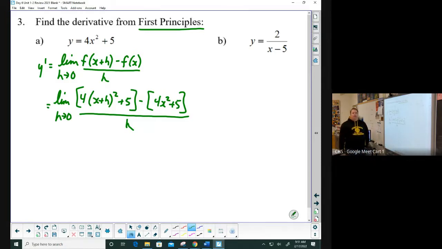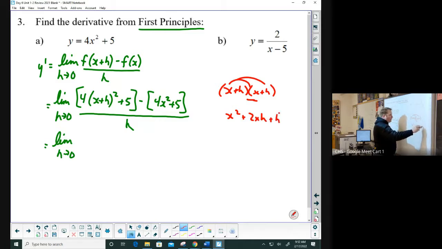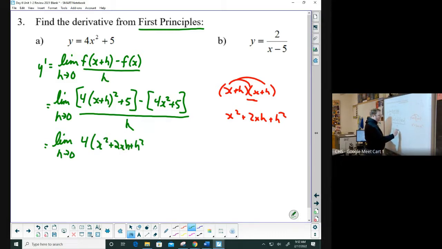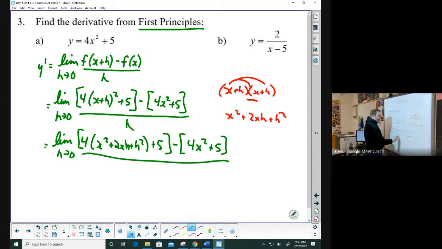All right, now it's a matter of doing our rainbow. (x plus h) squared, you might do that off to the side. (x plus h) times (x plus h). Rainbow, rainbow, rainbow, rainbow. x squared plus 2xh plus h squared. We've done that lots, so I'm not going to spend too much time here. x squared plus 2xh plus h squared plus 5. These square brackets we've come to love. They're really helpful, especially later on when we do the chain rule. So it just keeps everything in their spots.